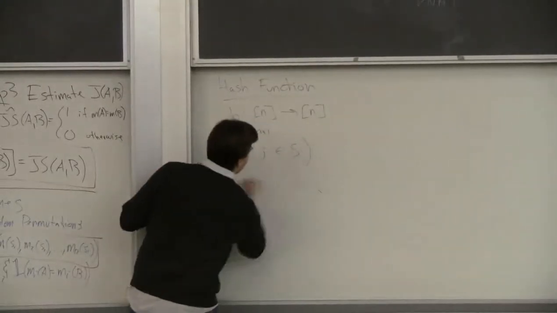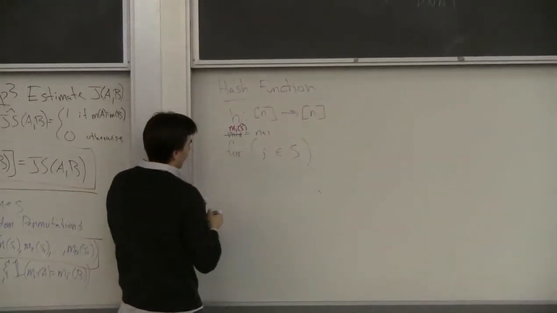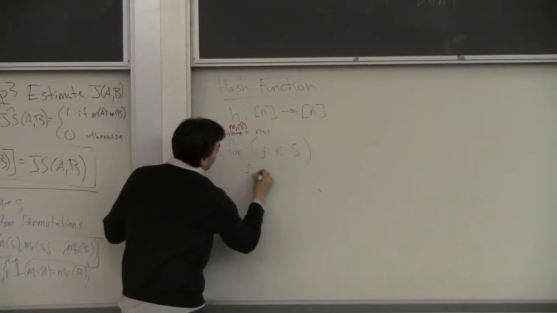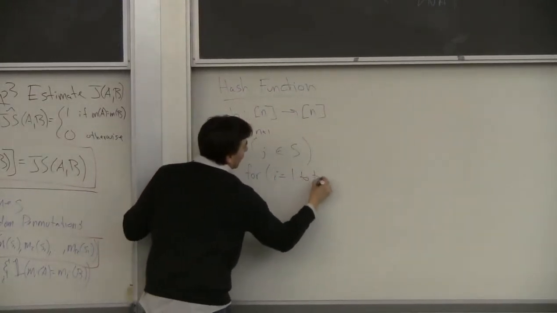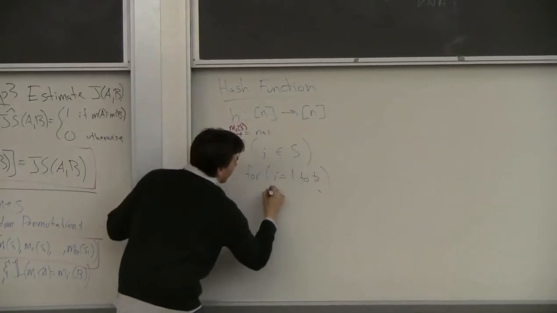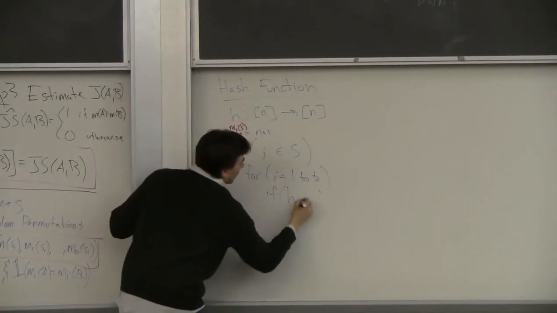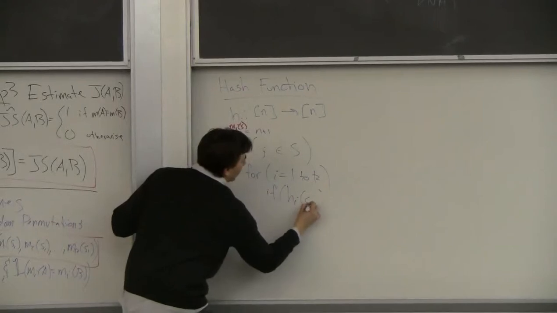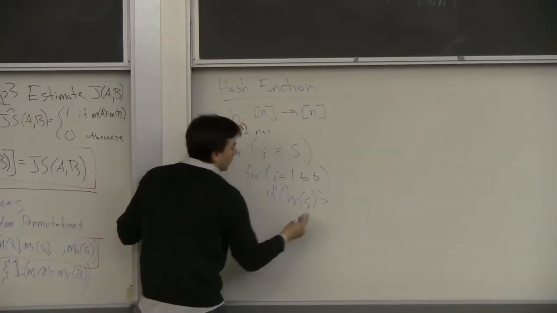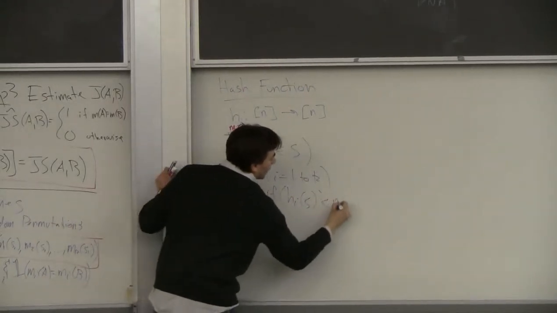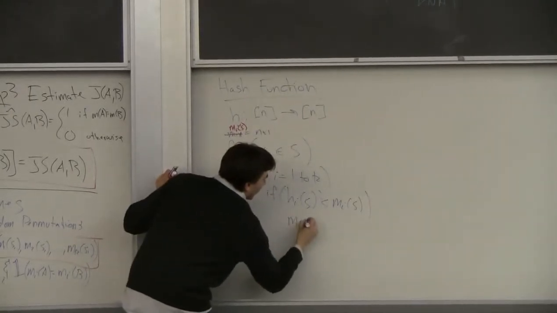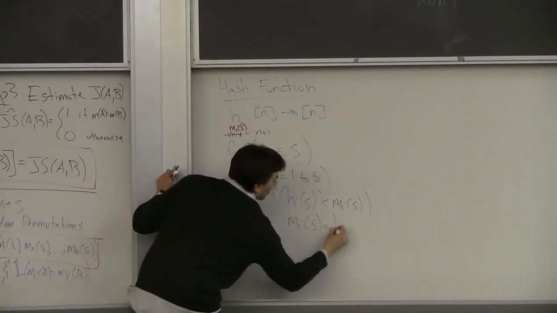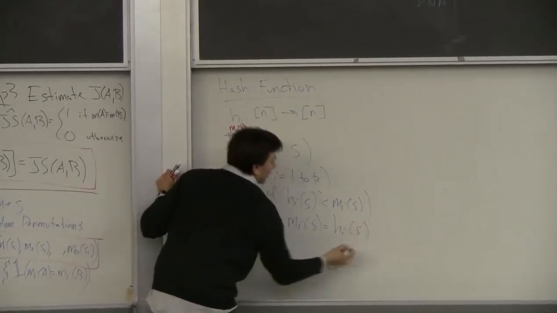Let me rewrite this. For i equals 1 to k, say if h_i of s is less than m_i of s, then set m_i of s equal to h_i.